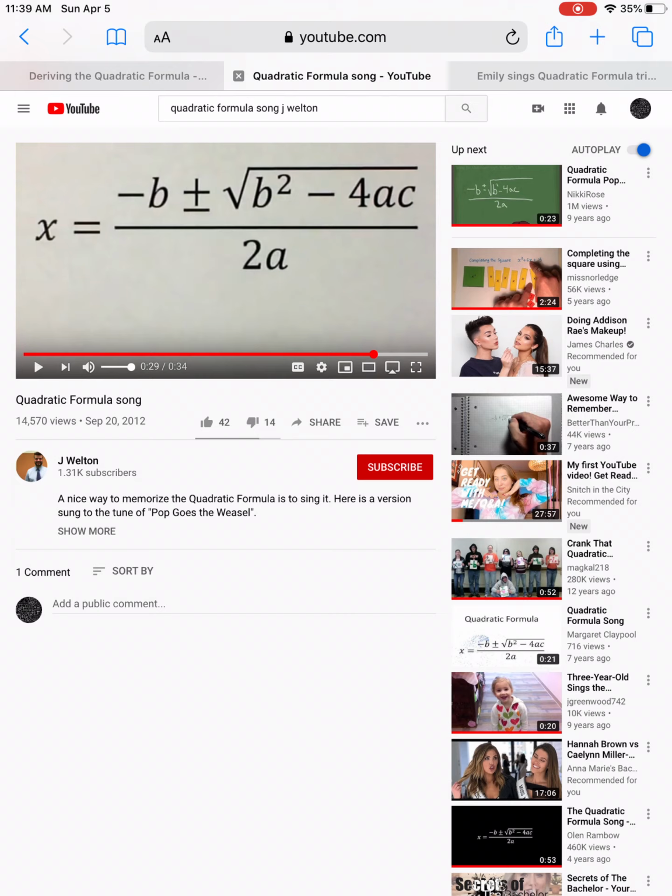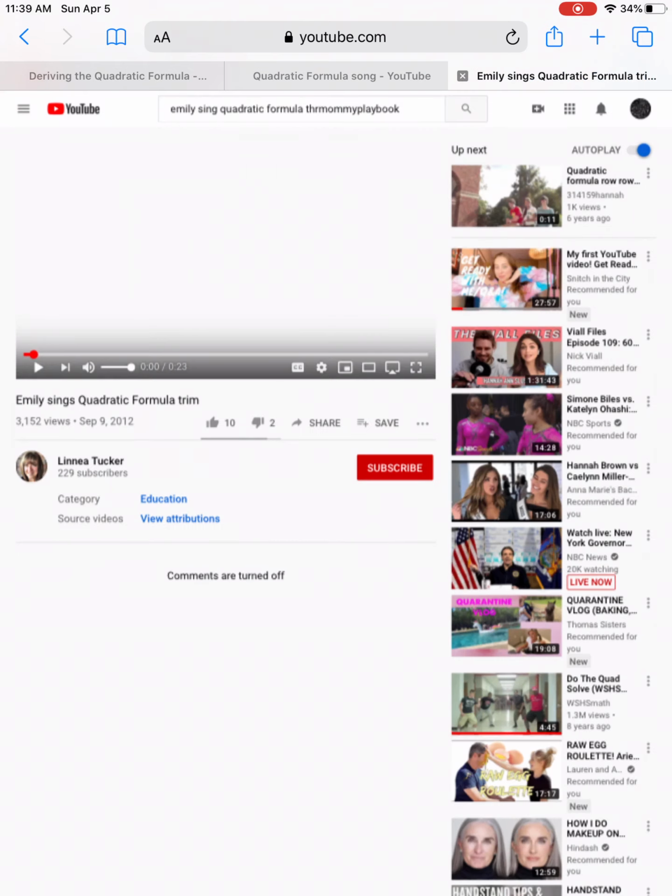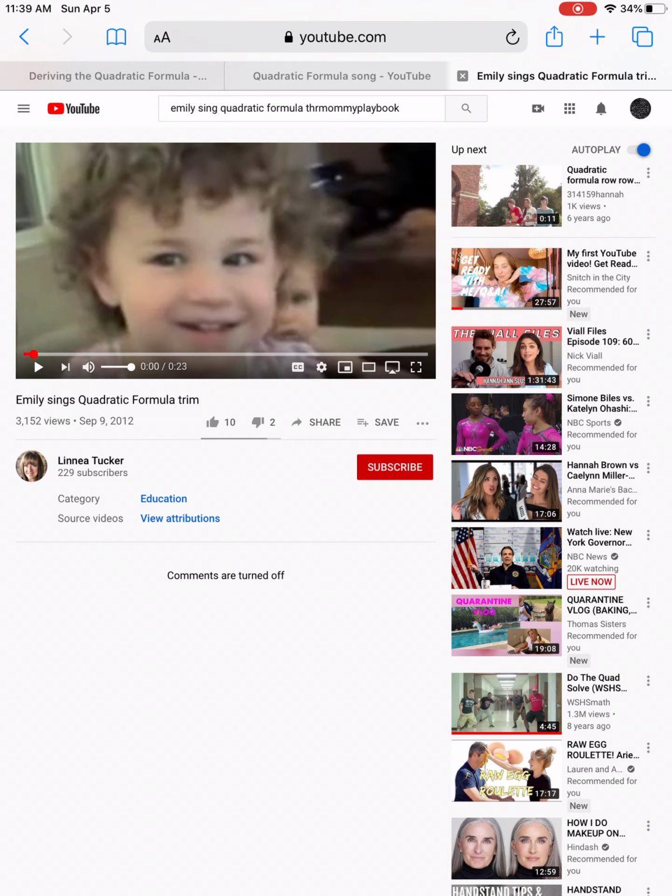So again, that's one way that you can try to memorize the formula, and if you're all sitting there thinking, how am I ever going to remember this? I want to show you that even a small child is able to remember this formula.